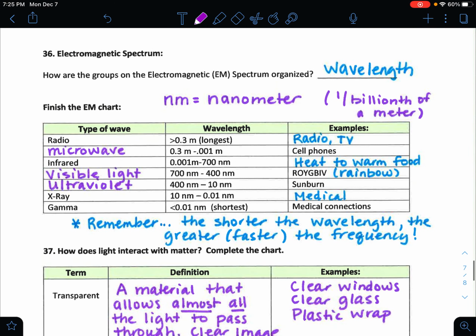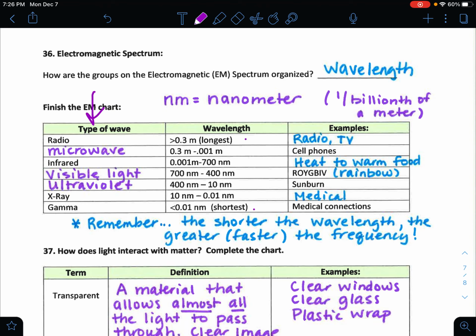Okay. All right. So then this section on EM waves, they are organized by wavelength. The unit for that would be a nanometer. It's 1/1 billionth of a meter. So crazy small. So on the left side here, we have the types of waves, and they are written in order of wavelength. And if you look here, we have our radio waves, which are the longest, all the way down to our gamma rays, which are the shortest.